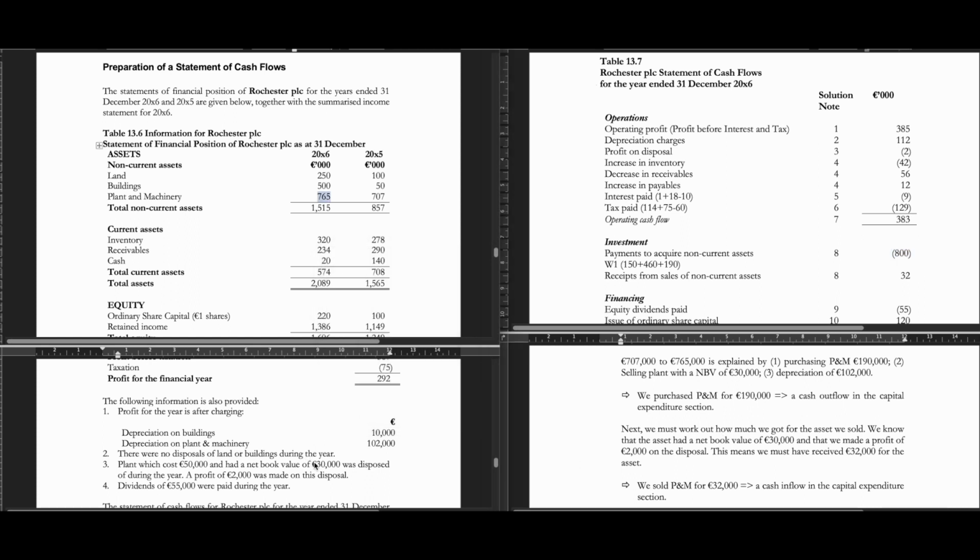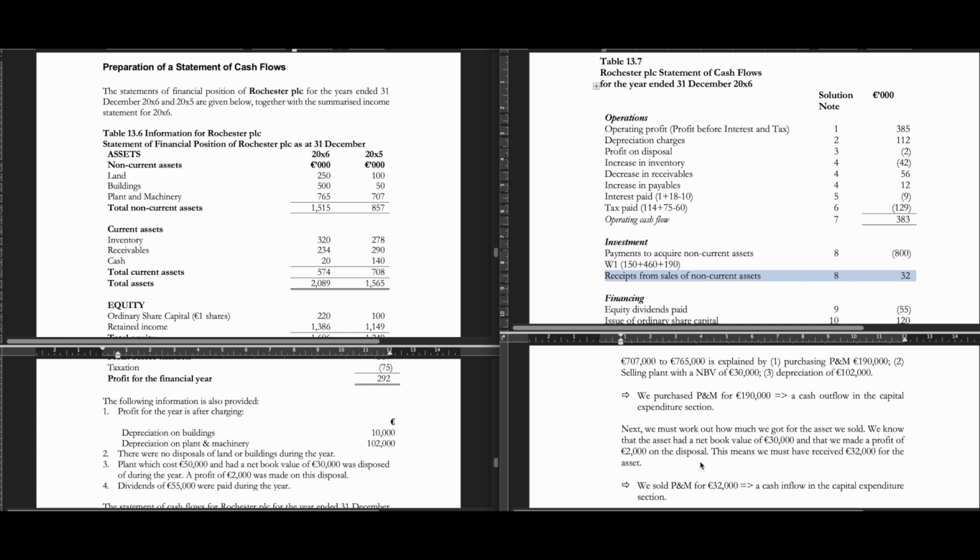Well, we sold a piece of plant which had a net book value. So that is cost minus accumulated depreciation. A net book value of 30,000 was disposed of during the year. A profit of 2,000 was made on this disposal. Well, we know that the profit on the disposal of a fixed asset is equal to the proceeds minus the net book value. We know both the net book value and the profit, so we must have received 32,000 in order to explain us getting a profit of 2,000. So the receipts from the sale of non-current assets are 32,000.